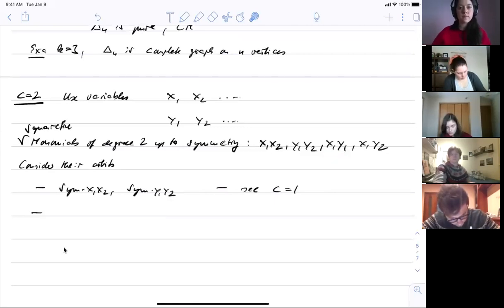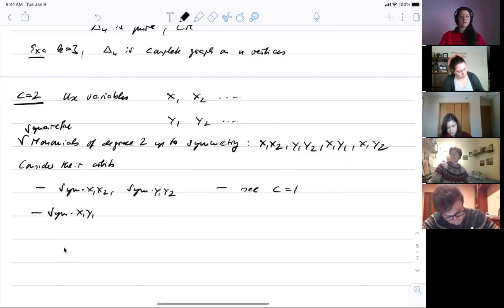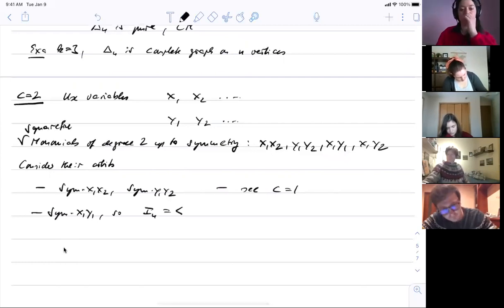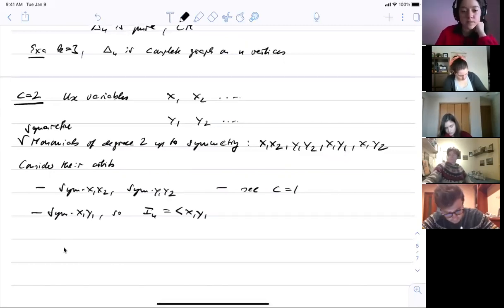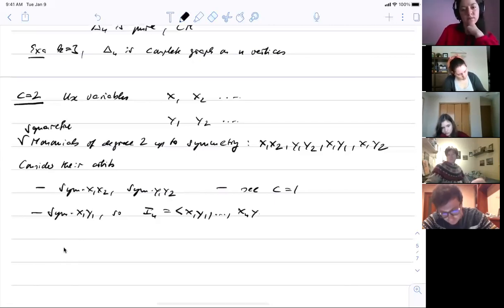Let's look at the orbit of x1, y1. And what is then the nth ideal in the sequence? It's just the ideal generated by x1, y1. I mean, we have only the image of one, so it's just another product xi, yi. So the nth ideal is generated by n monomials x1, y1 up to xn, yn.